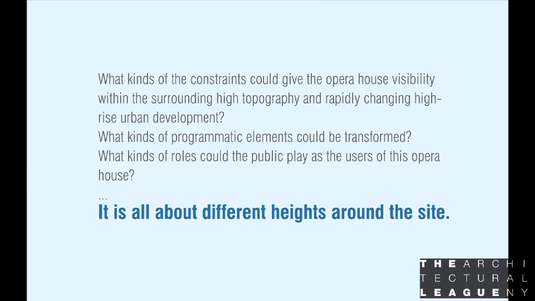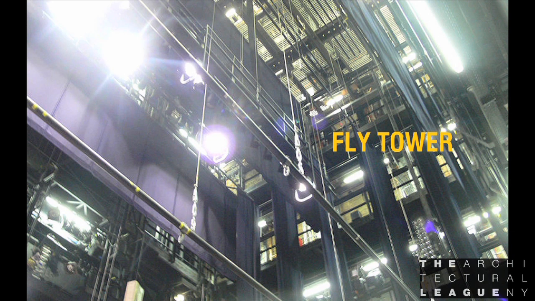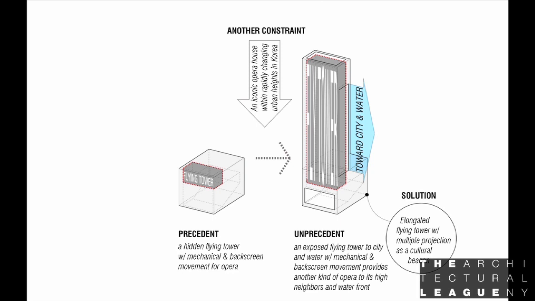The fly tower has tons of background scenery, lightings, reflection panels, etc. These all mechanical movements happen right over the stage, but it is a hidden space from outside. So we propose an elongated fly tower which reveals all the mechanical movements during the show to the public as a new icon. So these movements give another opera to its high neighbors and play as a beacon to an international seaport next to the site.